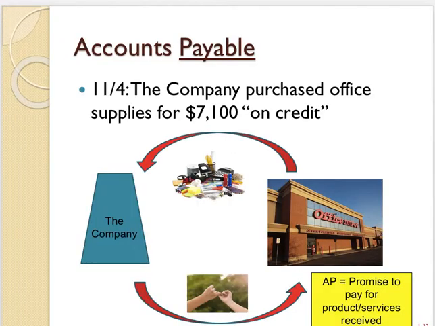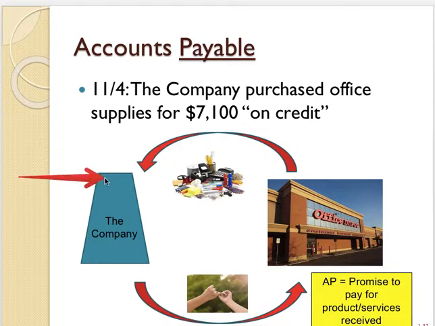We're going to start first with accounts payable. And our example here says that on November 4th, the company purchased office supplies for $7,100 on credit. Now that word right there, on credit, is your clue that this is going to involve an account receivable or an account payable. Because that term on credit basically means I'm not going to pay you in cash right now. I'm going to give you a promise to pay in the future.